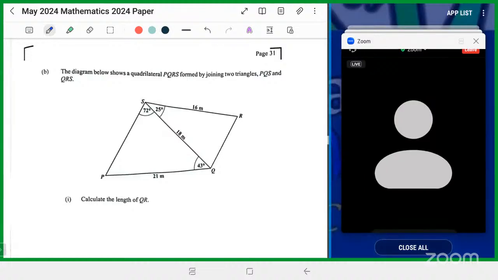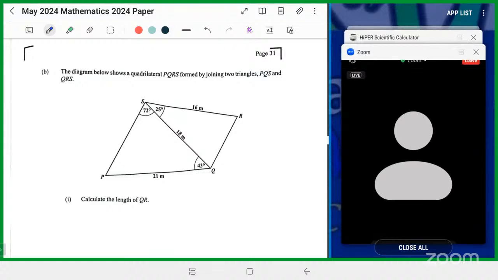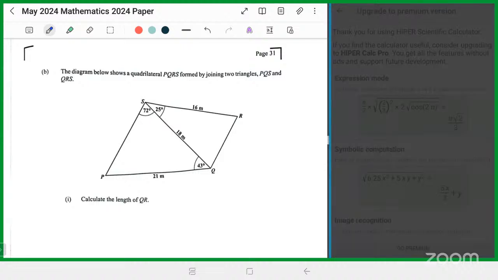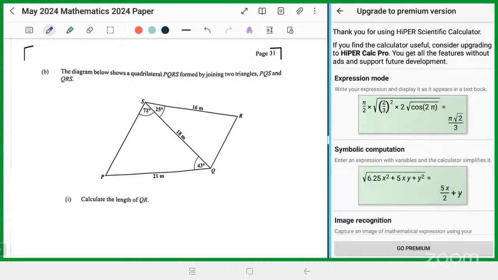All right, I think I might need a calculator. Normally you need a calculator for the trigs. Just put the calculator on the screen and make sure the calculator is in degrees. If you look up here, you'll see that it is in degrees. All right, so let's go.